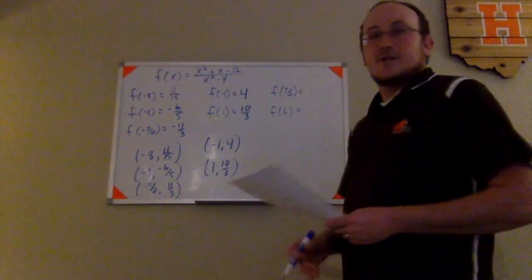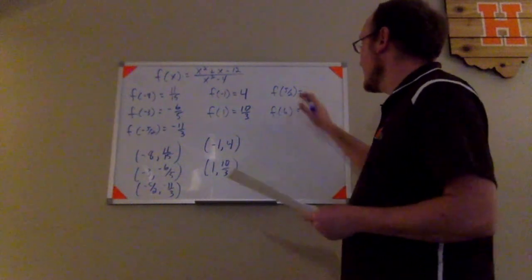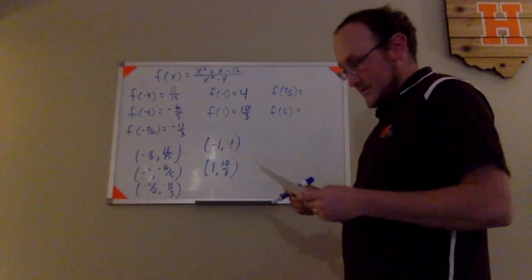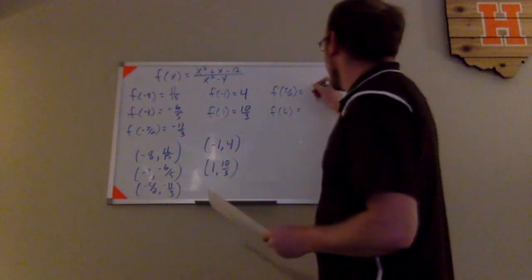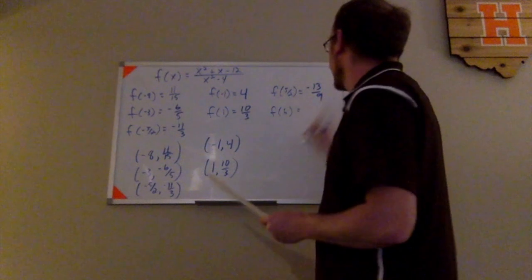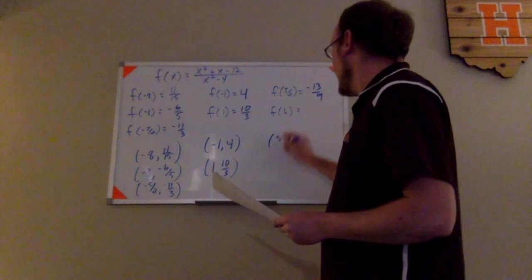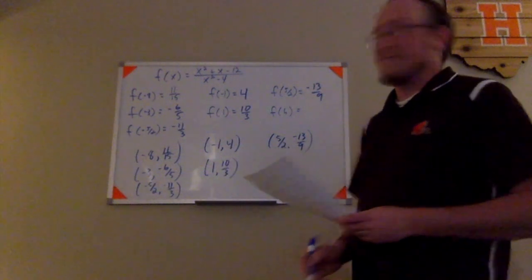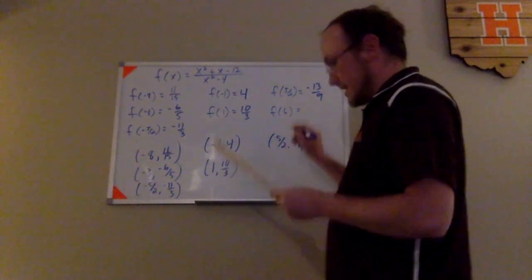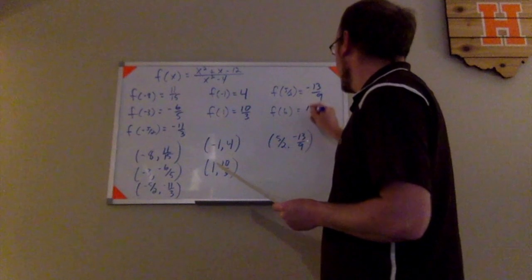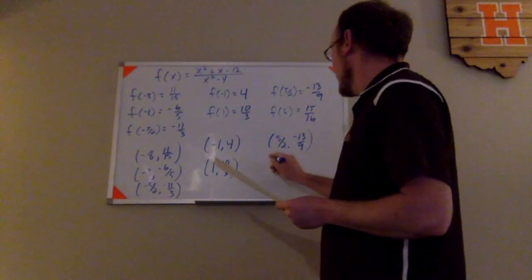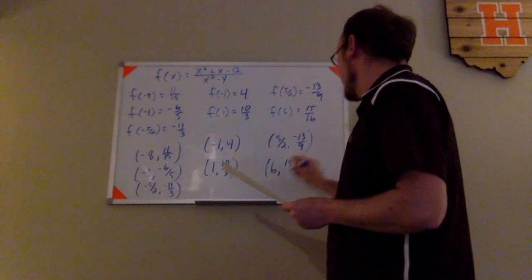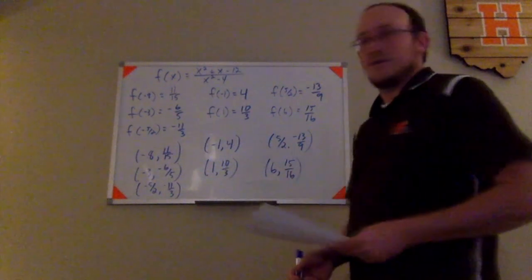And then finally, over in the other interval, from 2 to infinity, I've selected 5 halves. Looks like when I plugged in 5 halves, I got -13/9. So 5 halves, -13/9 is another point on my graph. And then finally, plugging in 6, I got 15/16. So the point 6, 15/16 should be on the graph as well.